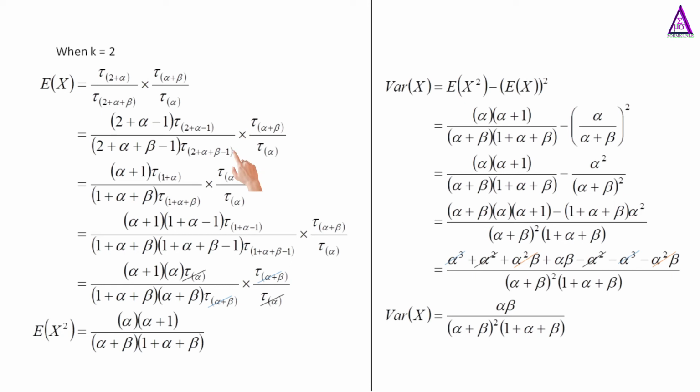We have the third equation, which is alpha plus 1 gamma subscript 1 plus alpha divided by 1 plus alpha plus beta gamma subscript 1 plus alpha plus beta multiplied by gamma subscript alpha plus beta divided by gamma subscript alpha. So in the fourth equation, we subtract 1 again from the subscript gamma, and we have a plus 1, the fourth a plus 1 we have before. We will not touch that one.